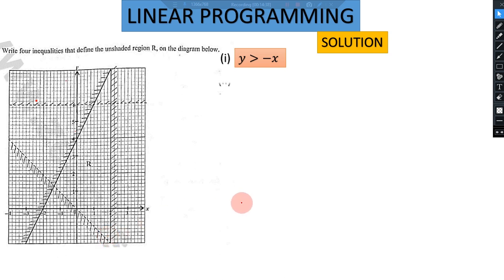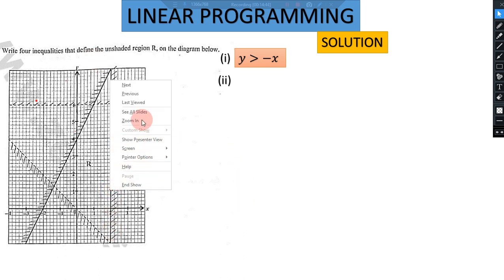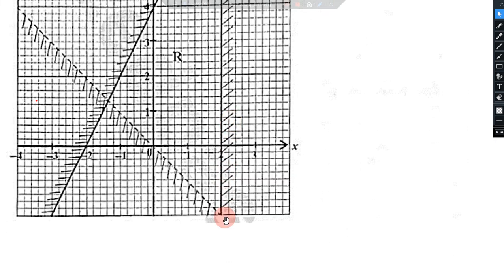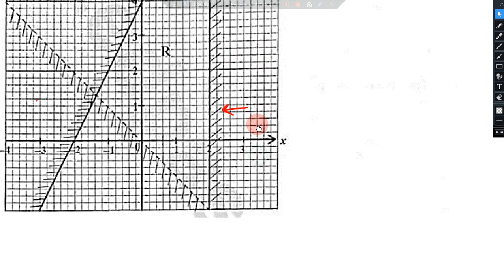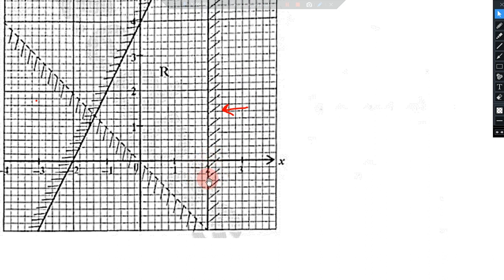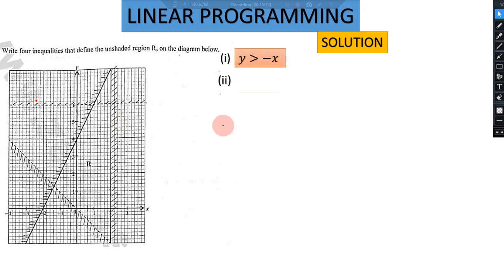The next one will be this line here which is passing through the x-axis. Look at this vertical line here, it is just passing through the x-axis. It is cutting the x-axis where it is written 2. So since it is cutting x at positive 2, this inequality will just be x less than or equal to 2.